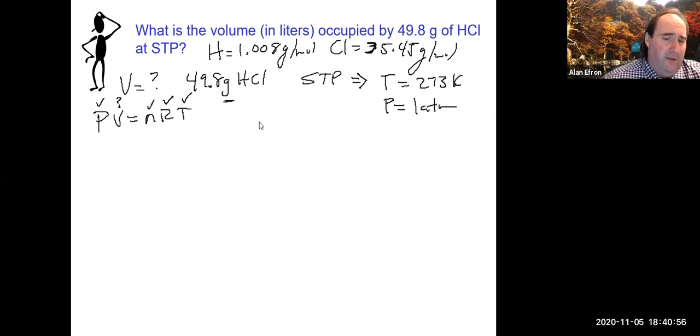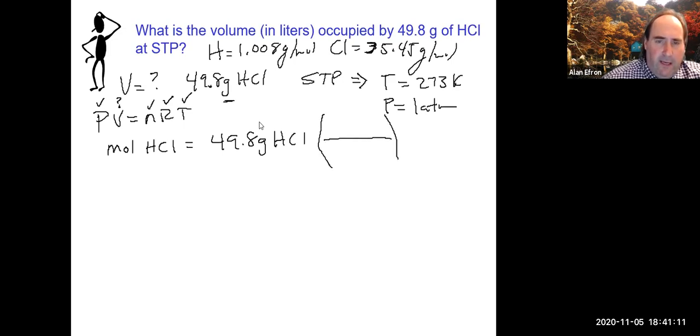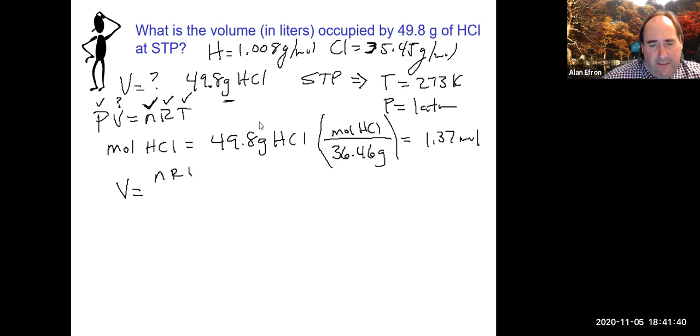So we can definitely get the moles, and we could use the ideal gas law here. So if we took that approach, we would get the moles of HCl, and that would be 49.8 grams of HCl. Going to the periodic table, we would see one hydrogen at 1.008 and 35.45 for chlorine gives us 36.46 in terms of the molar mass of HCl from the periodic table. Dividing that out gets us something like 1.37 moles. That again is sort of the last thing we would need for using the ideal gas law. Solving for V, which is what we're looking for, we would get NRT divided by P.